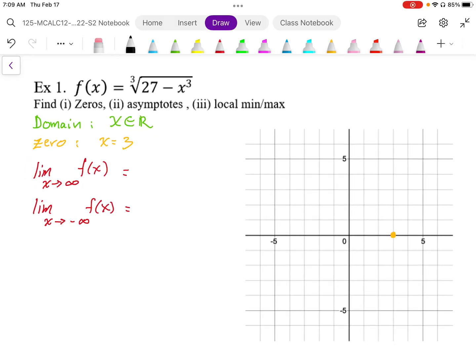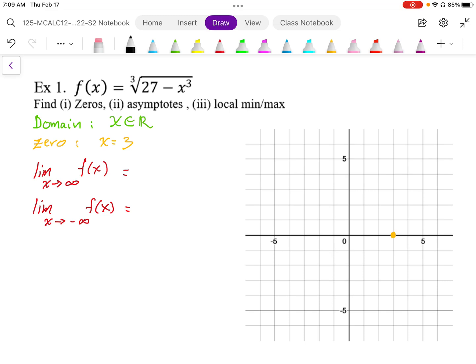Example 1, we have this cube root of 27 minus x cubed. And looking at this, we want to find zeros, asymptotes, local mins and maxes. So we're going to need a derivative. The domain of this is going to be all real numbers because we can put any number into that expression. We can cube root negatives.